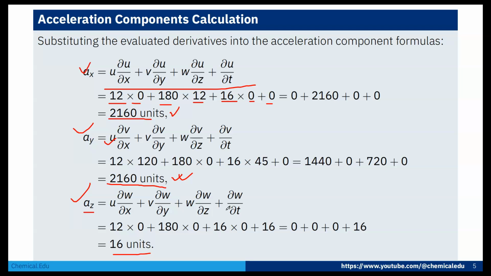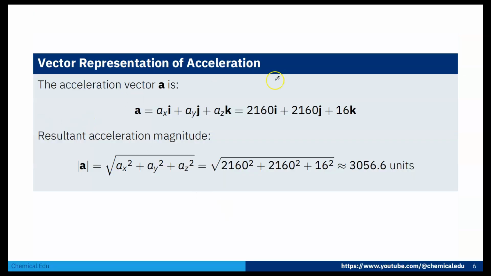Now finally, the acceleration vector a is nothing but ax i plus ay j plus az k. So we plug in all these values and we get the acceleration vector 2160i plus 2160j plus 16k. Now what will be the magnitude of a, the resultant acceleration? It is the square root of ax square plus ay square plus az square, so the square root of 2160 square plus 2160 square plus 16 square. Ultimately the acceleration is 3056.6 units.